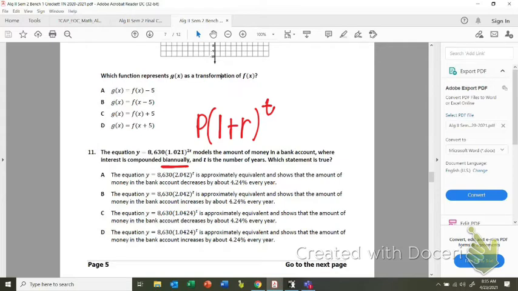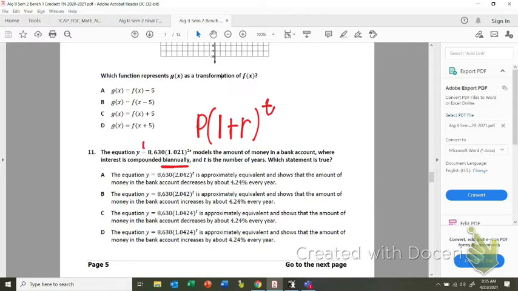So this is almost a compound interest problem. What do you notice about the 1? It's already there. So we are just looking for the rate. Just the rate. Not the 1, just the rate.